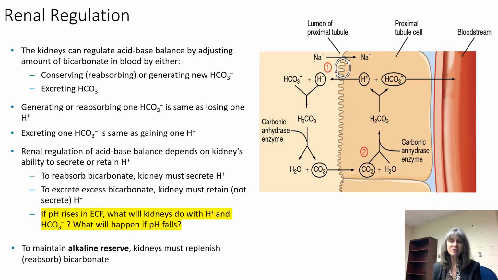If pH falls in extracellular fluid, in that case, then we're going to want to keep or conserve or regenerate more bicarbonate and excrete hydrogen ions. So in order to maintain the alkaline reserve that our body needs as its primary chemical buffer, the kidneys must replenish or reabsorb bicarbonate. It's really important for them to be able to do that.